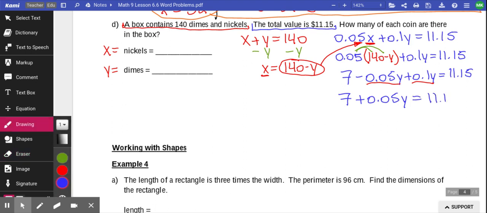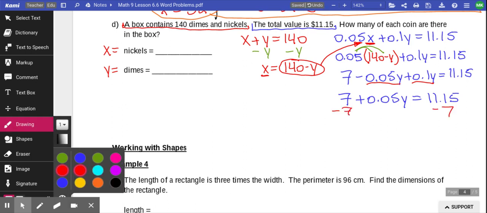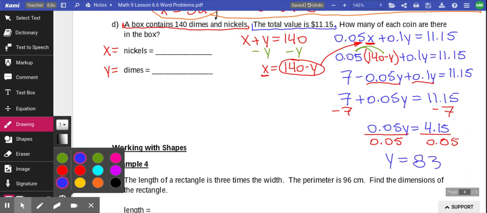Equals 11.15. I then want to solve for y, so I'm going to subtract 7 from both sides. 11.15 minus 7 should give me 4.15. So 0.05y equals 4.15. And I divide both sides by 0.05. That gives me y equals 83. That means the number of dimes I have is 83.